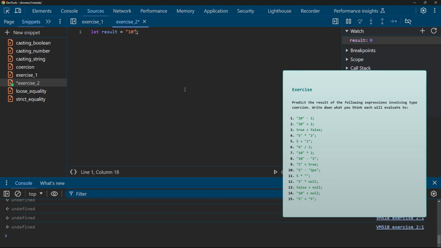String "10" plus null is "10null". Null is converted to a string and concatenated with "10". And strings "5" plus "5" result in "55", since both strings are concatenated here.